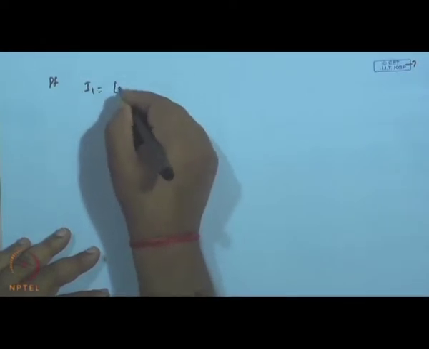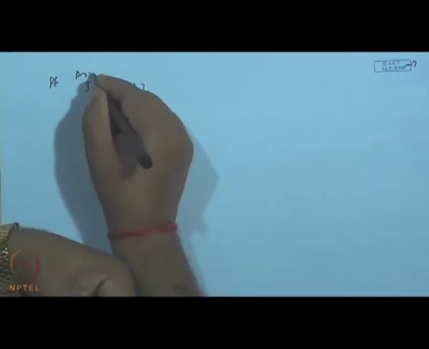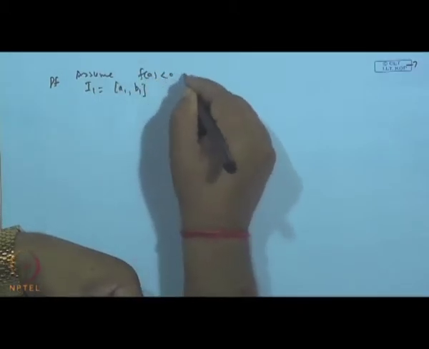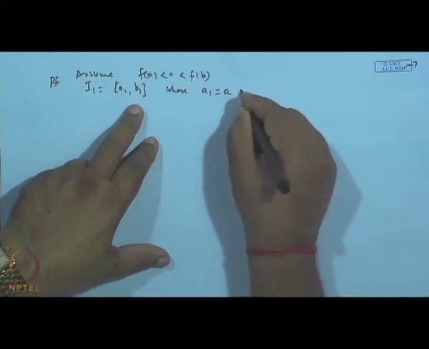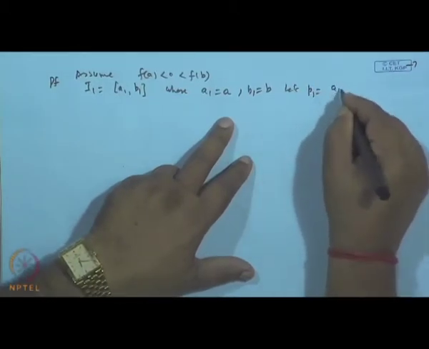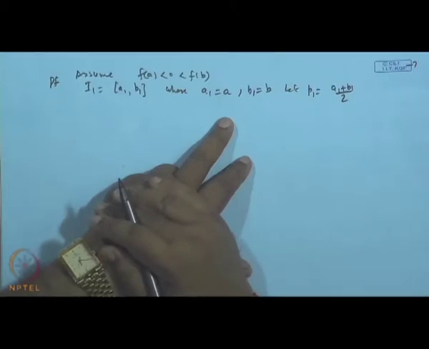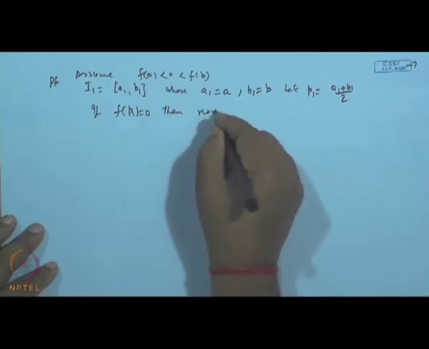Now, the proof of this: in fact, we will generate a sequence of successive bisections. Let us suppose I 1 is an interval, say [a 1, b 1], and let us first assume that f of a is negative and f of b is positive. Now, I 1 is the interval where a 1 is a and b 1 is b, and let p 1 be the middle point, (a 1 plus b 1) by 2. Now, if f of p 1 is 0, then the result follows, is it not?